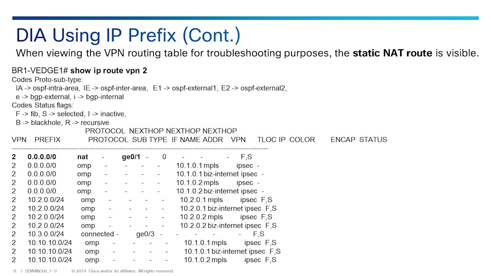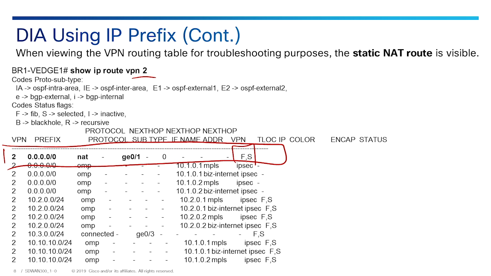When viewing the VPN routing table, with show ip route vpn 2 in this instance, for troubleshooting purposes, the static NAT route is visible. Here's the static NAT route. Notice the F and S here. That means it is a selected route, which means it's the route you're going to use. Notice these other 0.0.0.0 routes are not selected.